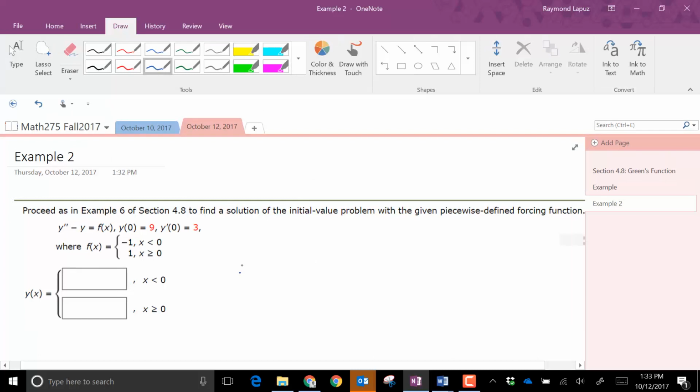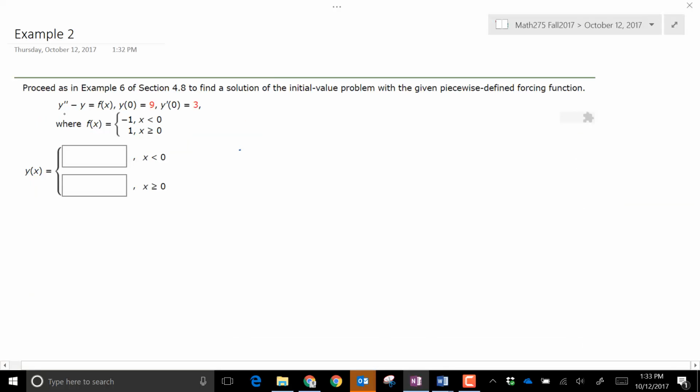All right, let's work with our homogeneous portion first. We have y double prime minus y is equal to 0. We got m squared minus 1, so we got plus and minus 1, which means our y sub 1 would be e to the negative x, and y sub 2 would be e to the positive x.